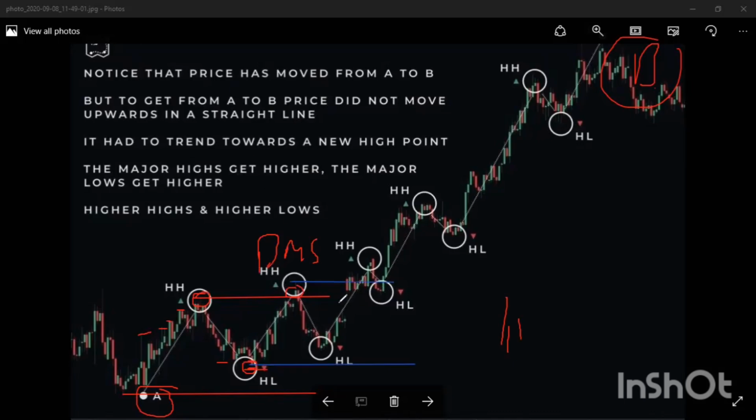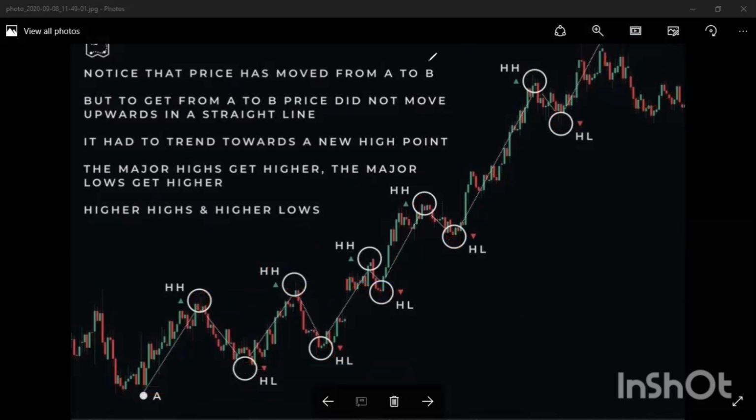So price comes down, makes the higher low, goes up again here, BMS. That's the BMS here. And then higher high, higher low, BMS. Higher high, higher low, BMS, right here. Higher high, higher low, BMS. Higher high, higher low, BMS. Right here. That's the uptrend. This is an uptrend.